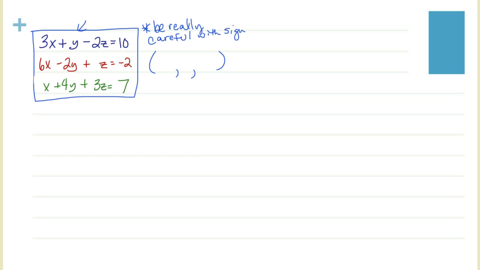I'm going to use it with the red equation. So I'm going to bring my blue equation down, multiplying it by 2. If I multiply it by +2, my y's are going to drop out. So 6x plus 2y minus 4z equals 20. Okay, I check my signs again. Positive, positive, negative, positive, positive, positive, negative, positive. Okay, and then I'm going to bring my red one down as is. I'm not going to change it.